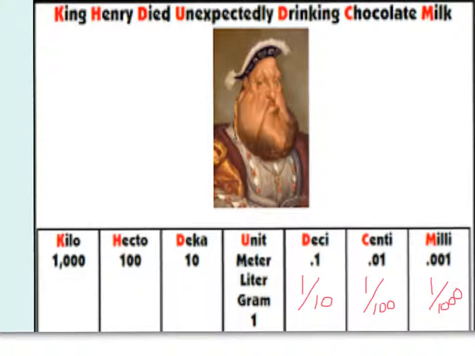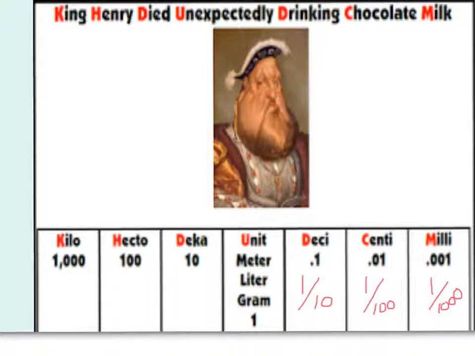Those units include kilo, hecto, deca, meter, liter, and gram, deci, centi, and milli. Now kilo means 1,000, hecto means 100, deca means 10. We can have a kilometer, a kiloliter, a kilogram, and meter, liter, and gram all mean 1. Deci means 1/10, centi is 1/100th, and milli means 1/1000th.